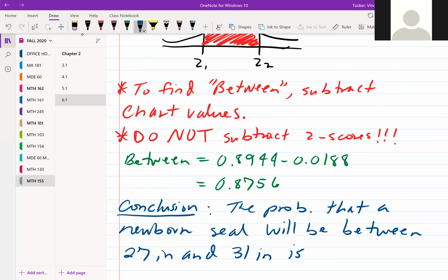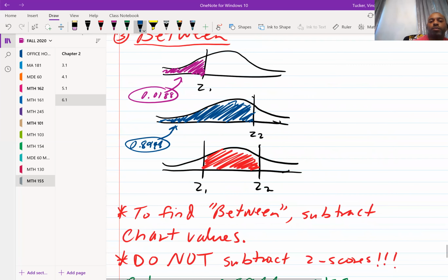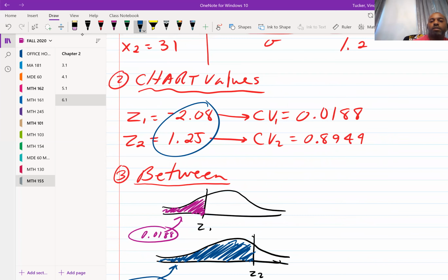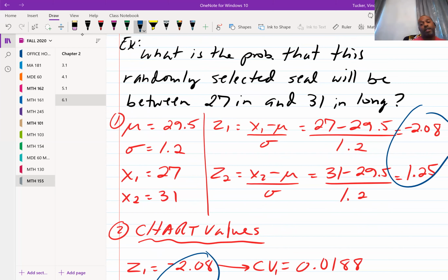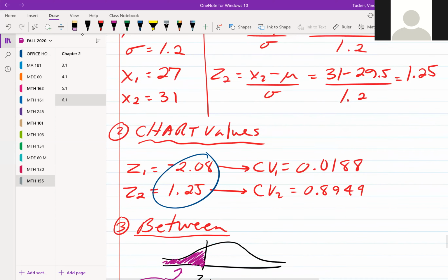Mr. Tucker, I'm sorry, I have a question. You said don't subtract the z-scores, but isn't that just what you did in the green? You subtracted the z-scores? Those are your chart values. The z-scores were these. Yeah. The only reason I mentioned that is people have done it in the past, they will subtract these values right here. And I'm saying the z-scores take you to the chart, then you get a chart value. The chart value is what we actually subtract. Okay, thank you.